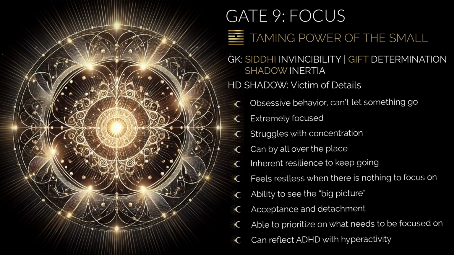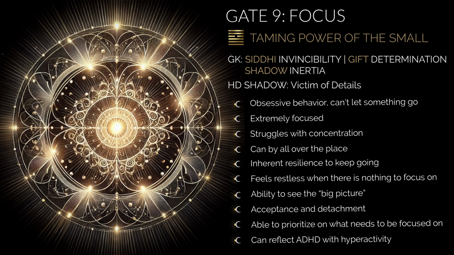As for the individual gates, gate 9, the gate of focus, or the power of the small, provides the stamina to concentrate on small details. It's often called the gate of focus because of this ability to take complex situations and break them down into manageable steps. However, without gate 52 to provide the stillness and grounding, those with gate 9 could feel scattered, bouncing between the details without a clear sense of where to direct their energy.